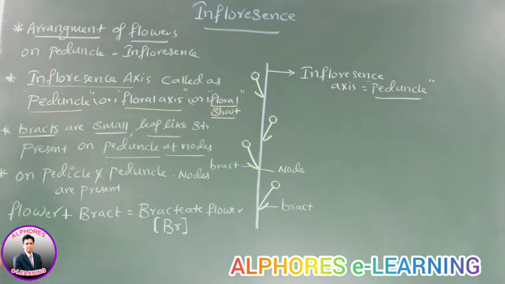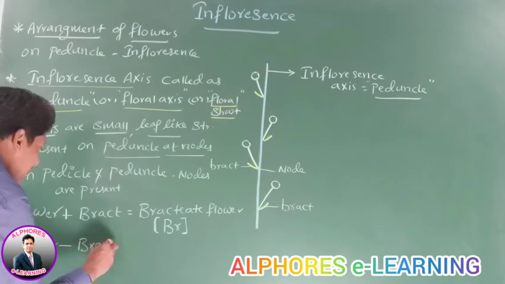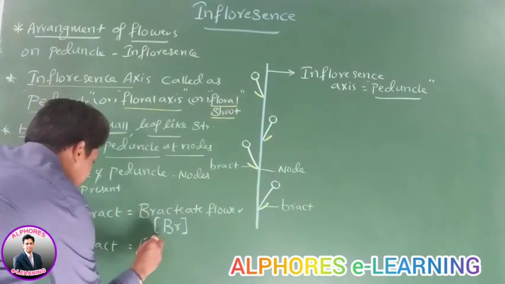Okay, take a flower. For example, this flower is without bract. This flower does not have a bract. Then that flower is called an ebracteate flower.